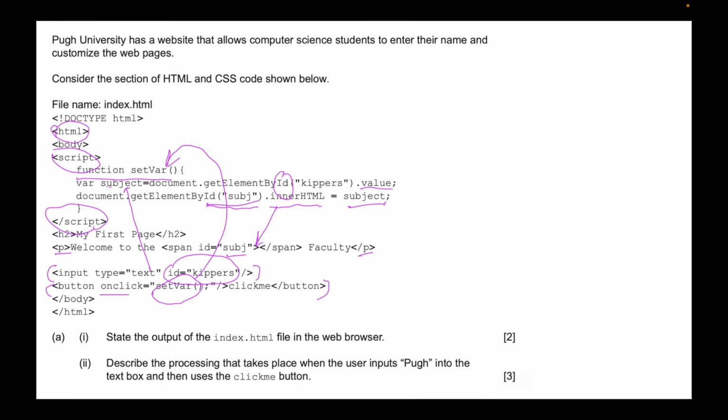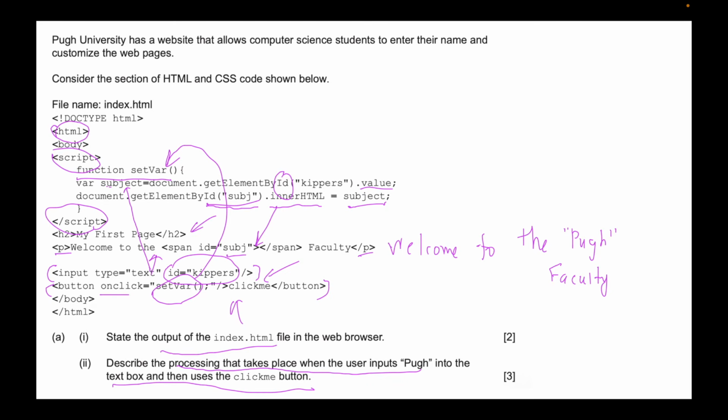So right here, for example, to describe the processing that takes place where the user inputs pa into the text box and uses the click me button, we would go right here. We'd have something like welcome to the pa department, or faculty rather, okay? State the output of the index.html file. For that one, we would just see an input right here, and we would see a button. We're not going to actually see the JavaScript. You'd also see the header and this text right here, actually. So we're just going to see whatever HTML is there. We're not going to see the JavaScript. That's going to be in the script tag and hidden away, waiting to be executed.